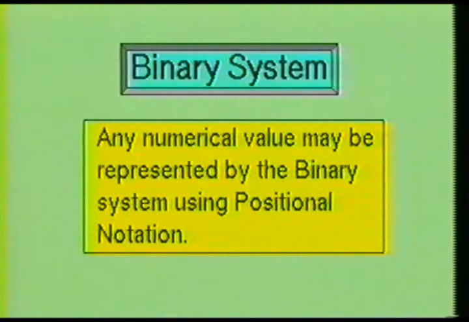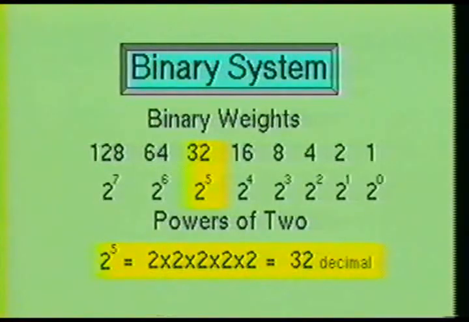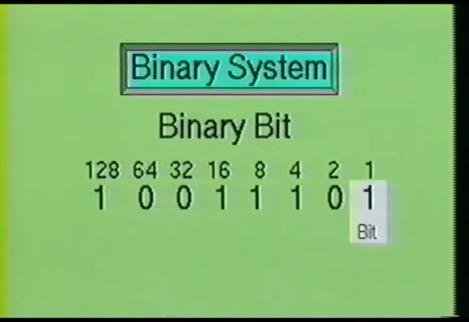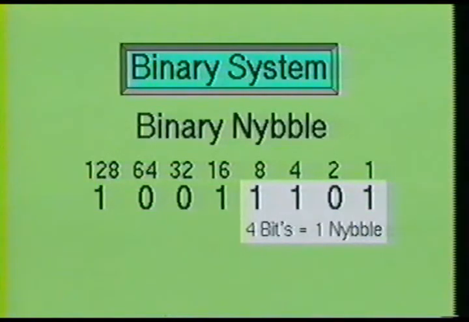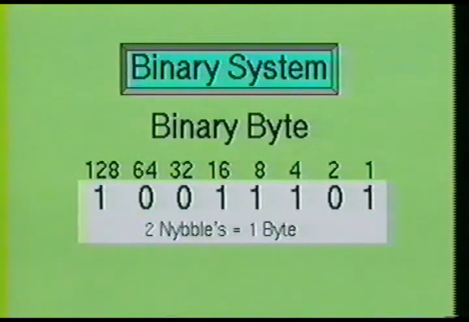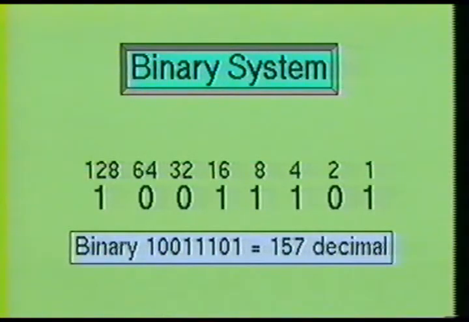You will see that any numerical value may be represented by the binary system using positional notation. For example, a number with a binary weight of 32 will have a power of 2 to the 5th power. A single binary digit, the 0 or 1, is generally referred to as a bit. 4 bits are known as a nibble, and 2 nibbles make up a byte. Many computer systems will process a byte as a single unit. The byte shown here represents the decimal number 157.